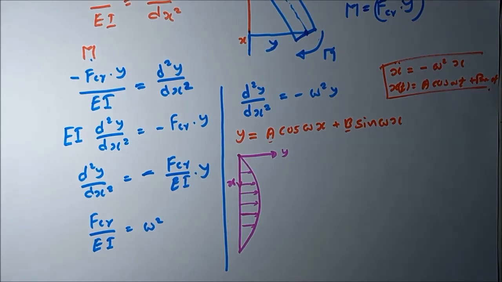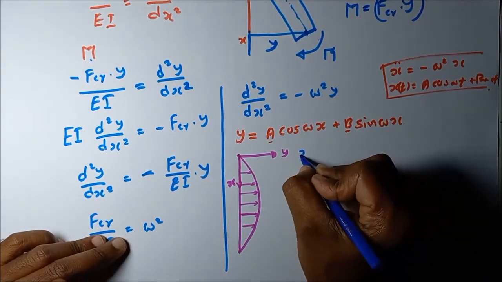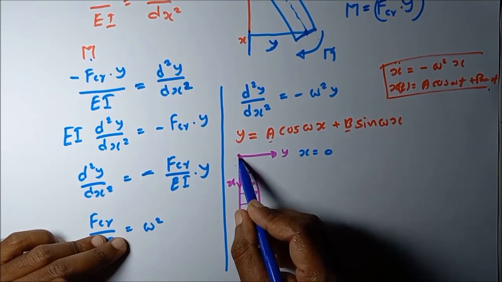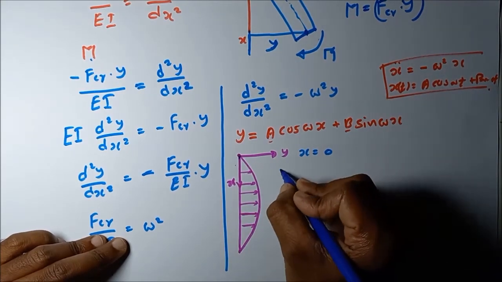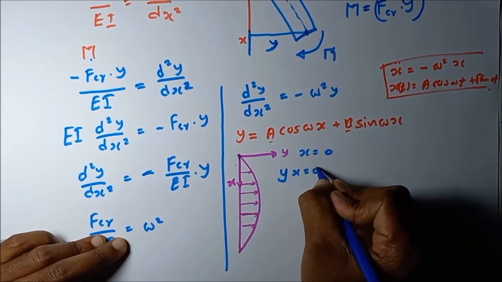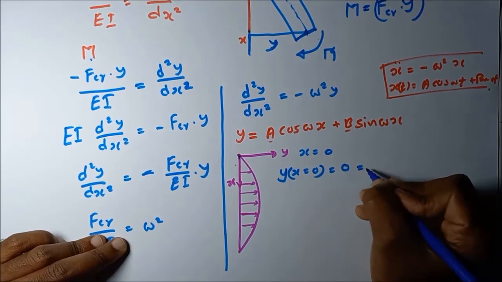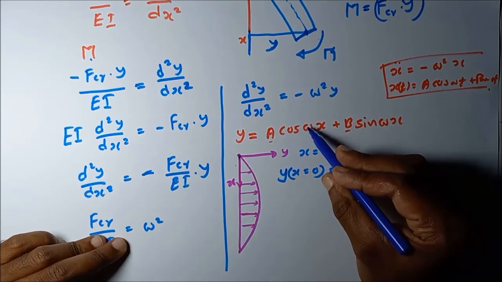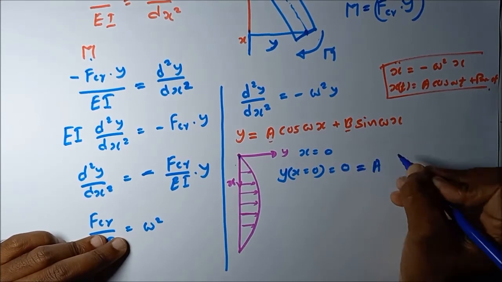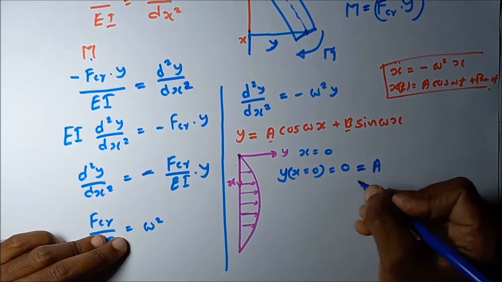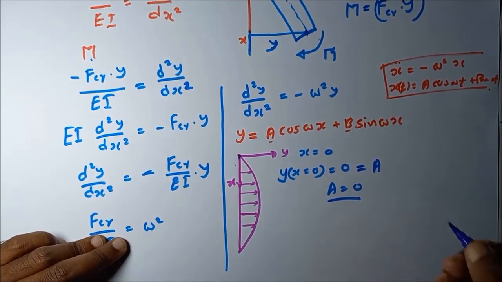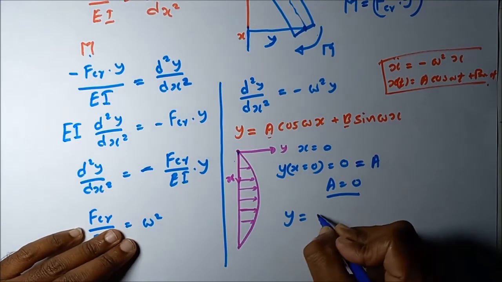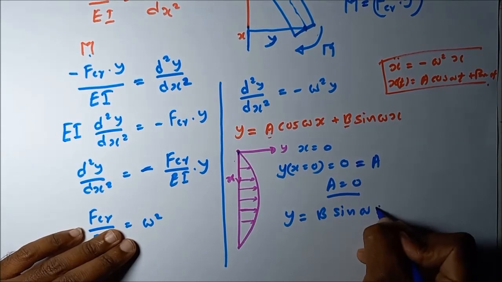So what are the boundary conditions? When x is equal to 0, what is the y value? When x is equal to 0, y is also equal to 0. So y(0) is equal to 0. Here cos 0 means a, sin 0 is 0, so we are getting the a is equal to 0. Then our equation reduces to y is equal to b sin omega x.